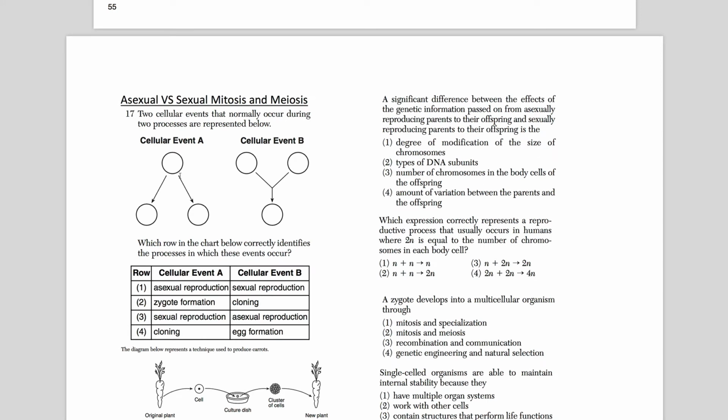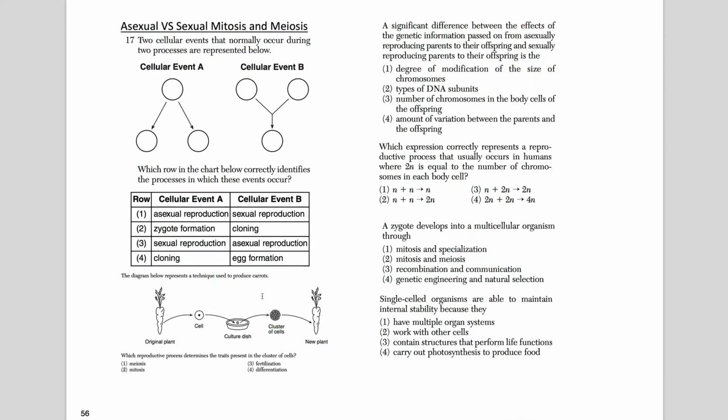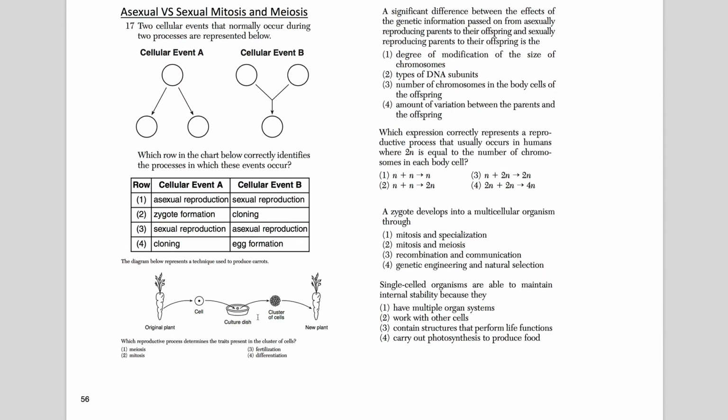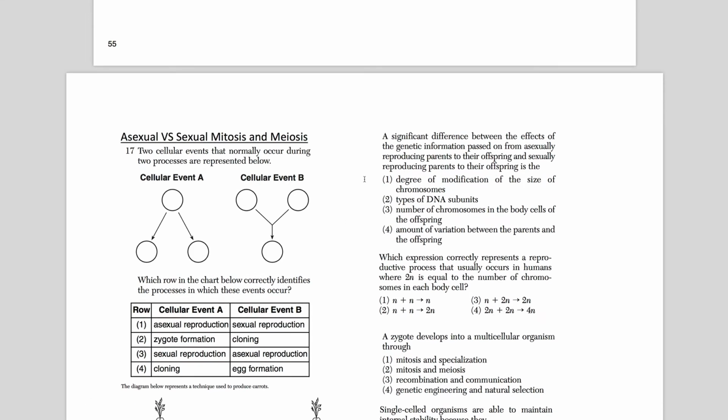Fine. So event A is 1 to 2. That's going to be mitosis or asexual reproduction. 2 to 1 is going to be sexual reproduction. The one on the left, you take one out into a culture. This becomes a cluster that it just reproduced by itself. Mitosis.